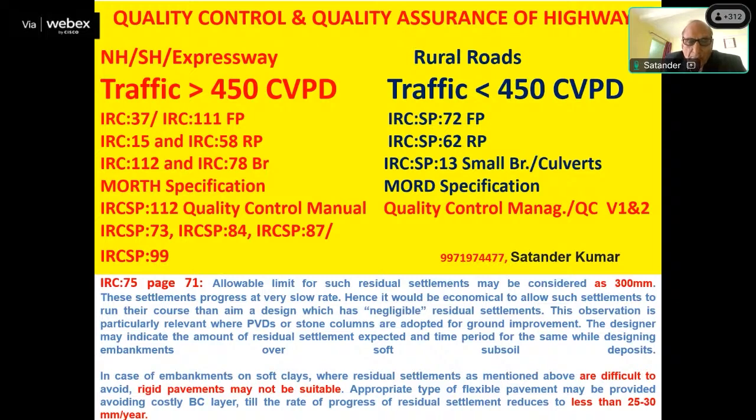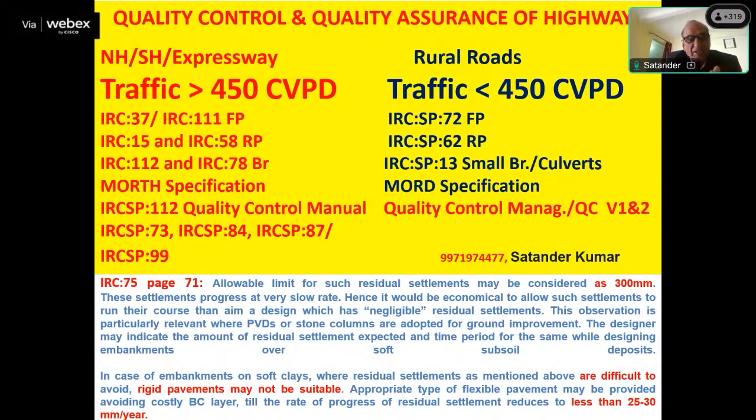Our today's topic is mainly quality control. Earlier we had three codes: IRC SP 11, IRC SP 47, IRC SP 57. Those codes have been deleted. In place of those codes, IRC SP 112 has come. It covers the full highway. I am covering IRC SP 112, the main section. SP means special work, like low volume road, special only for low volume.